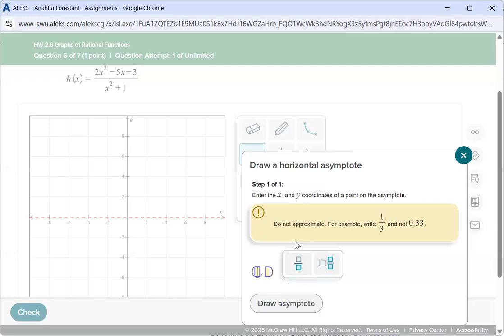And for horizontal asymptote, we have x is equal to 0 and y is equal to 2, because you look at the coefficient of the term with the highest exponent. On the top, you look at 2x to the power 2. At the bottom, x to the power 2. When you divide 2x to the power 2 by x to the power 2, you get 2. So that's our horizontal asymptote.